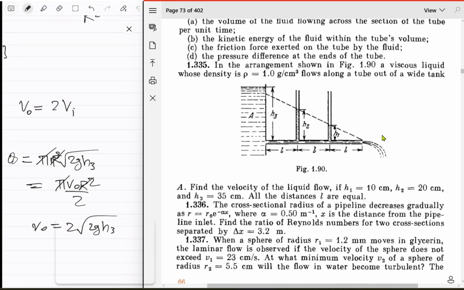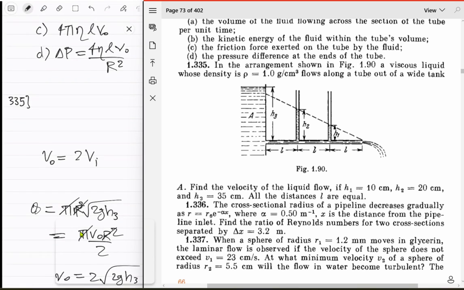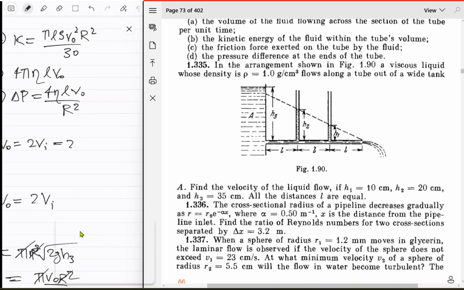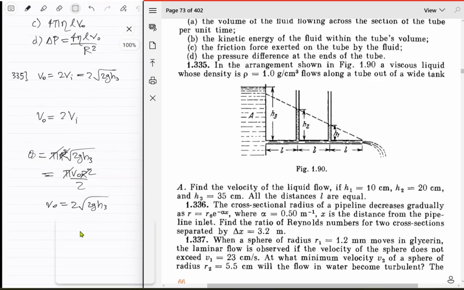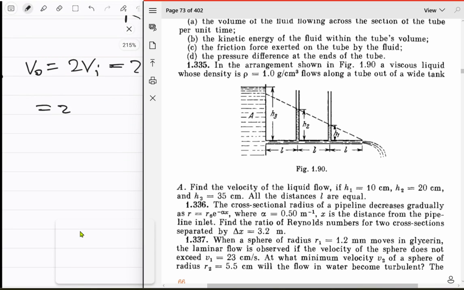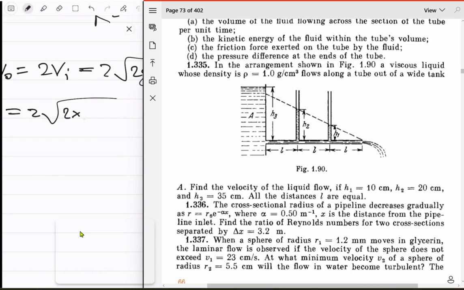Find the velocity of the liquid flow. It's going to be this. So v naught is equal to 2 v initial, which is equal to 2 square root of 2gh3. That's our equation. And this will be what? 2 square root of 2 times, what is g?